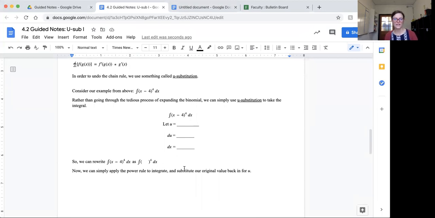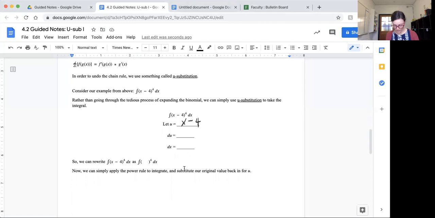So consider our example from above. The integral of x minus 4 to the 4th dx. Rather than going through the tedious process of expanding the binomial, we can simply use U substitution to take the integral. So this is kind of like fitting together pieces of a puzzle. So let U equal x minus 4, okay?